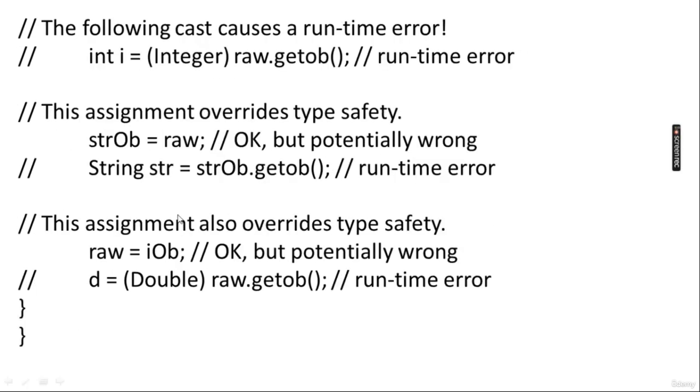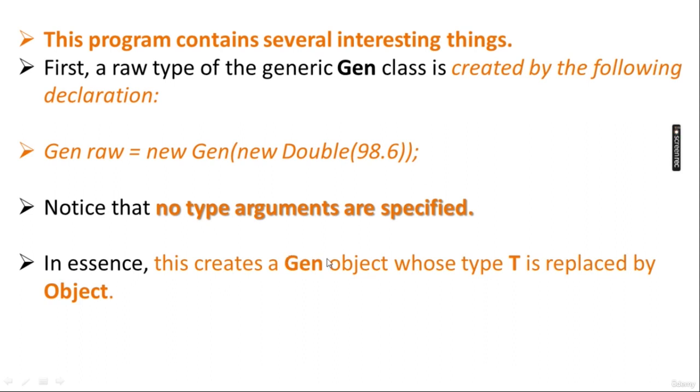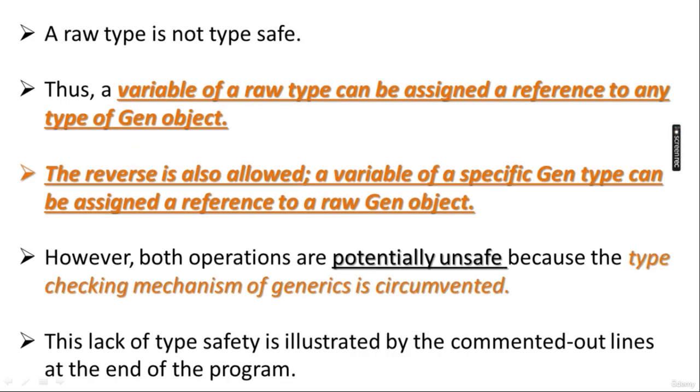Then next, this creates a Gen object whose type T is replaced by Object. Object is the base class of all types, and in this case the Gen object is created with the base class as Object. Raw type is not type safe. Like the pre-generics code we saw in some examples, the compiler will not know which object we are actually working upon. Object is the base class of all, but at compile time it does not know what is actually happening. Are you operating upon integer? Are you operating upon float? Are you operating upon strings?